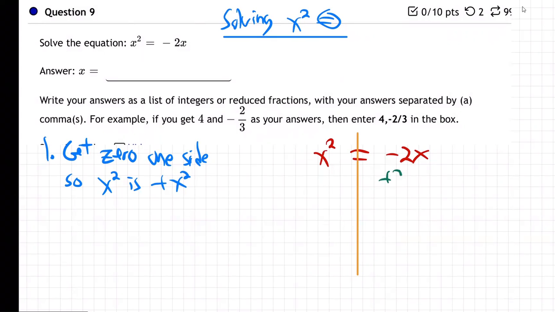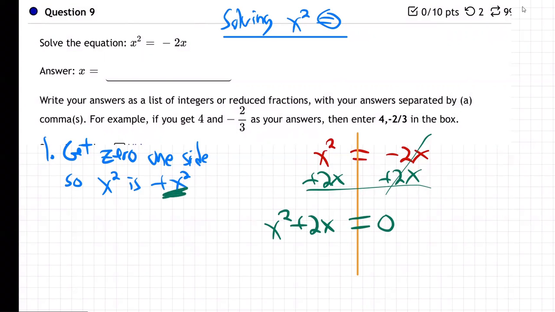Instead, I'll go plus 2x. I'll get rid of the other side, not the x squared side. Get rid of the stuff on the other side. Do the same thing to both sides. And then these will cancel, and this will be 0. The other side, the x squared side, is x squared plus 2x. Now it's positive x squared. That's how we want it done.